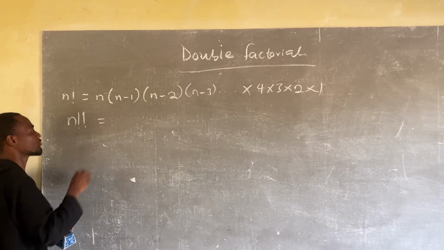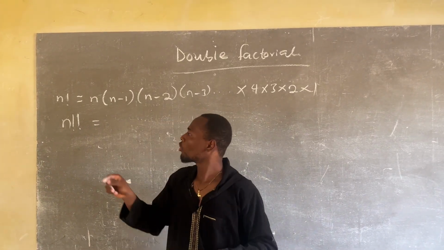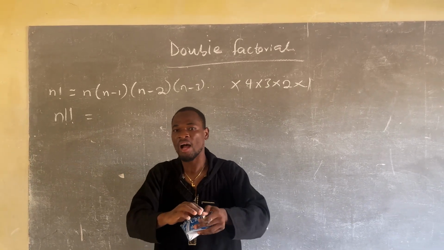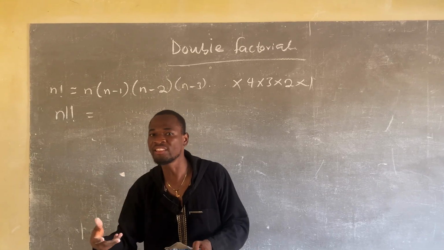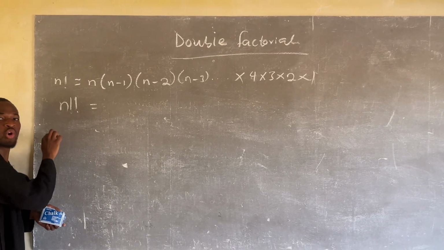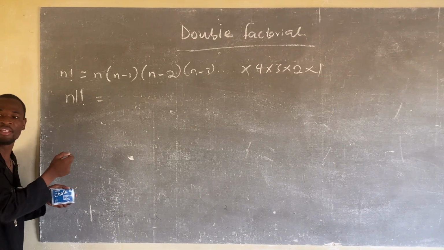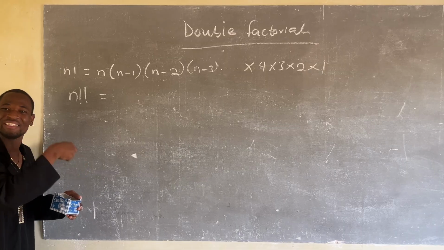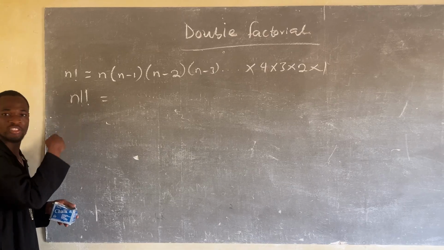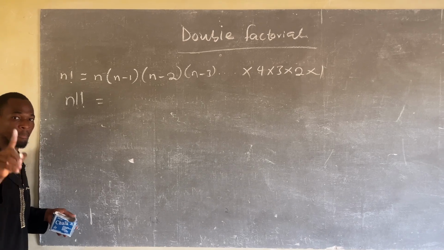Now, by definition, n double factorial depends on the value of n. What do we mean by that? n can assume an odd number or an even number. n double factorial depends on the parity of n. Parity of n simply means n can be an odd number or an even number. So let's assume when n is odd, what happens, or when n is even, what happens? Let's consider the even part first.